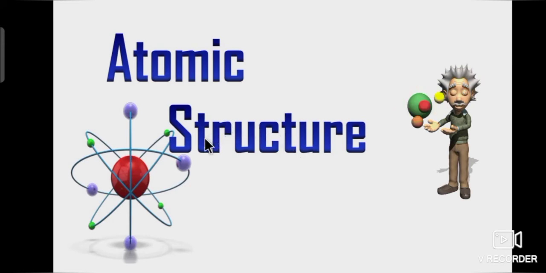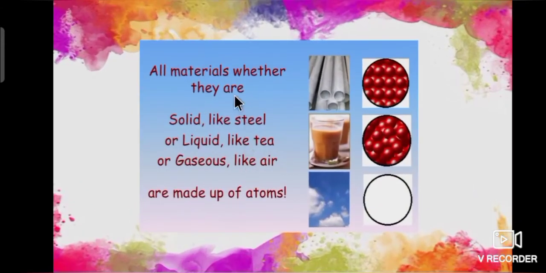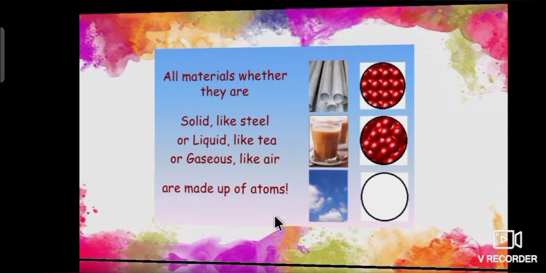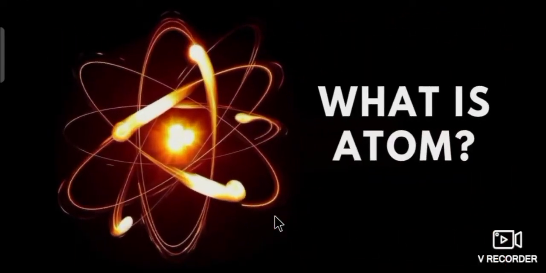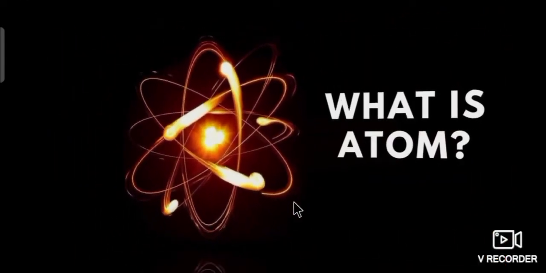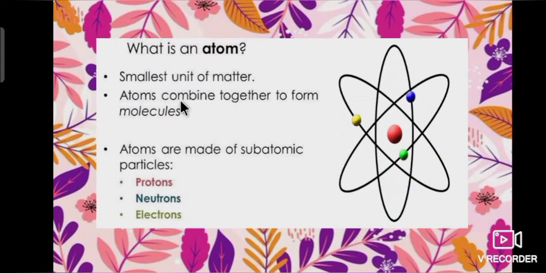Now we will study atomic structure. All materials, whether they are solid like steel, or liquid like tea, or gaseous like air, are made up of atoms. Now tell me, what is an atom? An atom is the smallest unit of matter. Atoms combine together to form molecules.